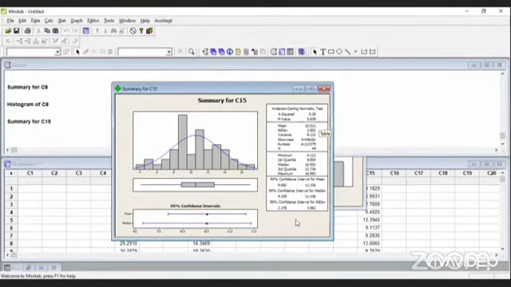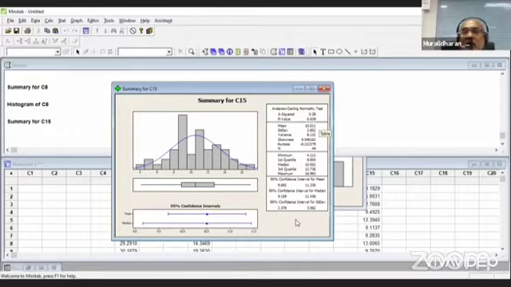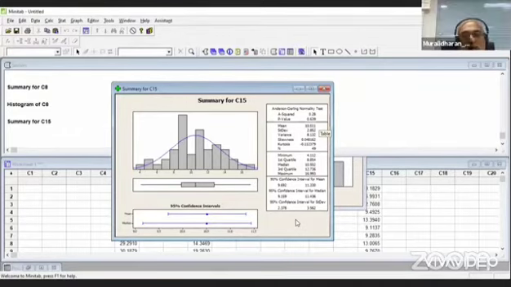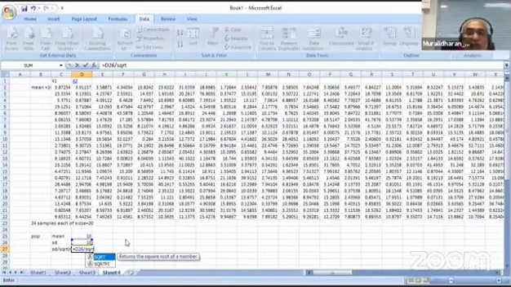Sir, please share your screen, sir. Sorry. Oh, okay. It's not coming. Okay, I'm in Excel now. Sorry. Can you see now? Yes, sir. Excel? Yes, sir.